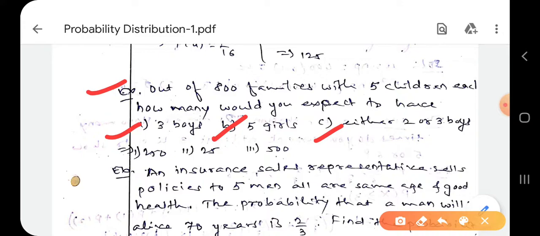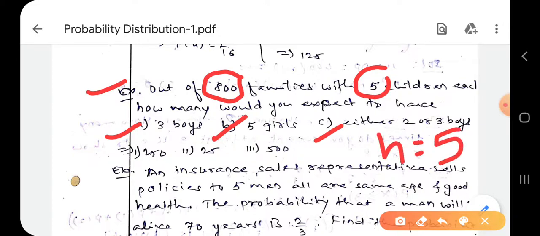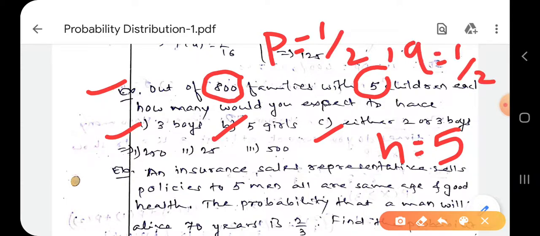Now 800 families are given and 5 children each. So the value of n is 5 here. Children means either girl or boy, so the value of p is 1 by 2, therefore q also is 1 by 2, since 1 minus p gives q. So all three values are in our hand. We know the concept of binomial distribution and we have to solve three problems.